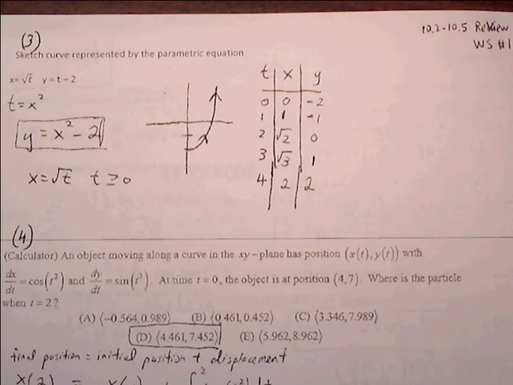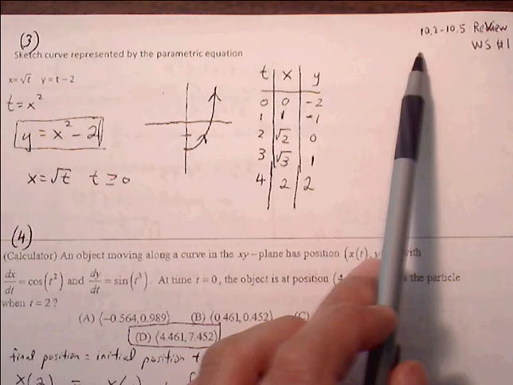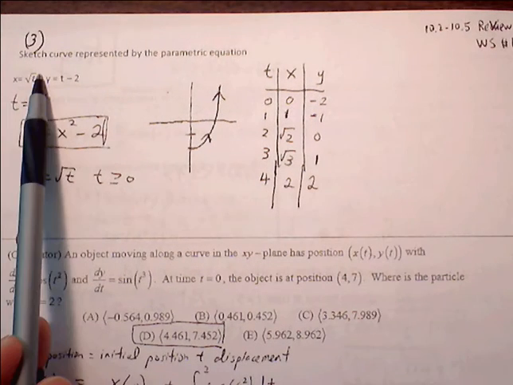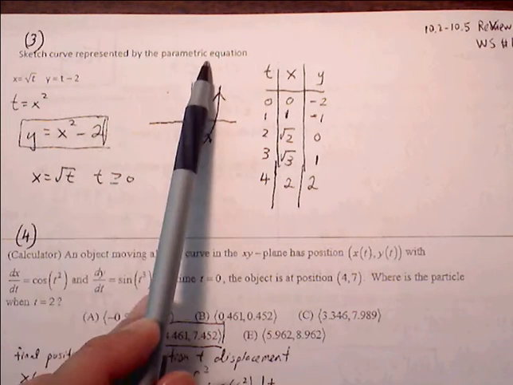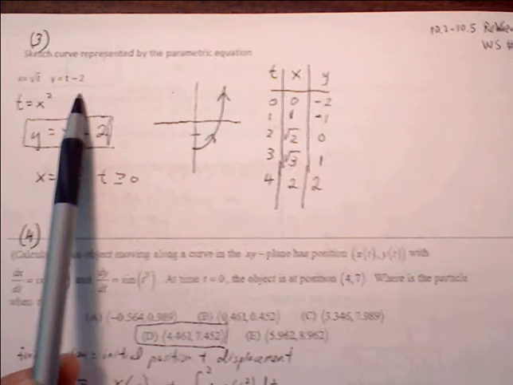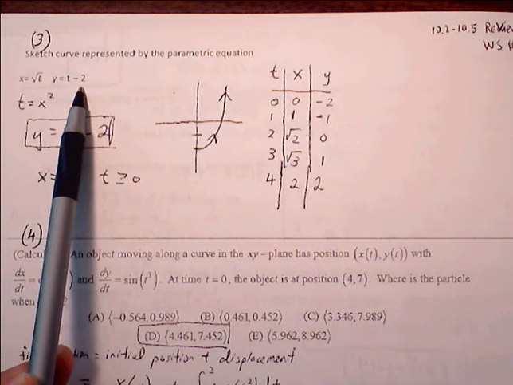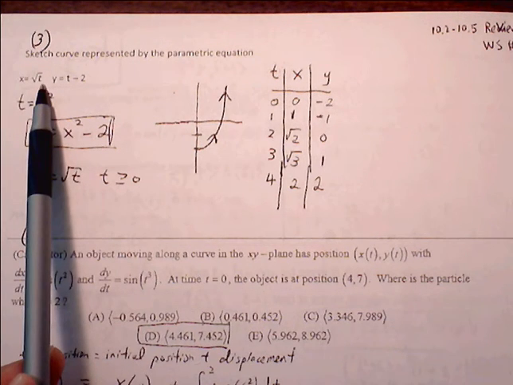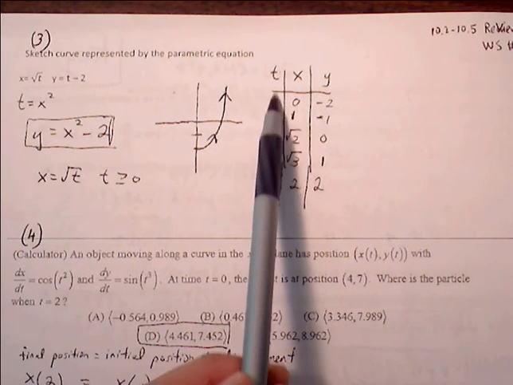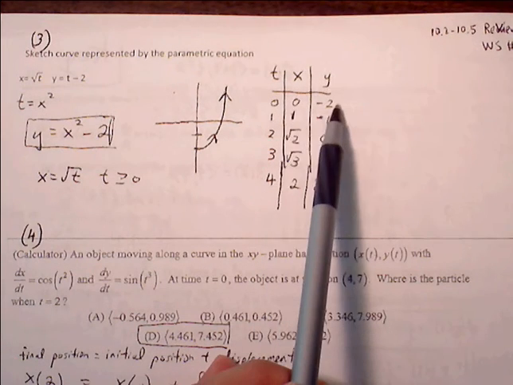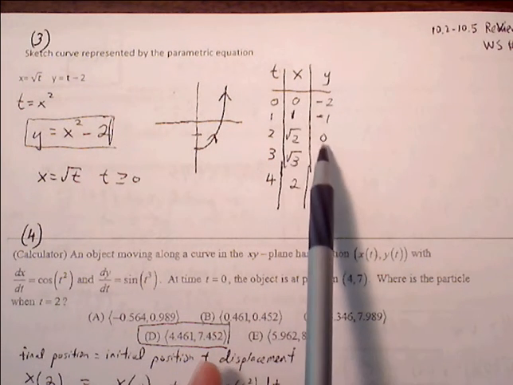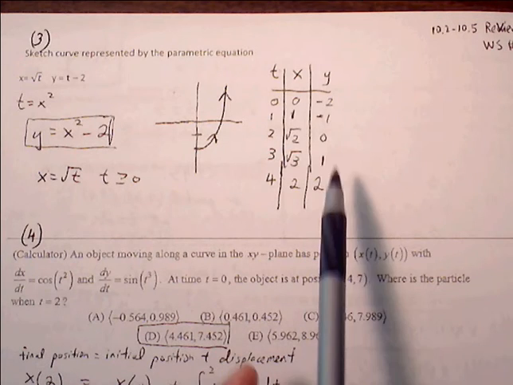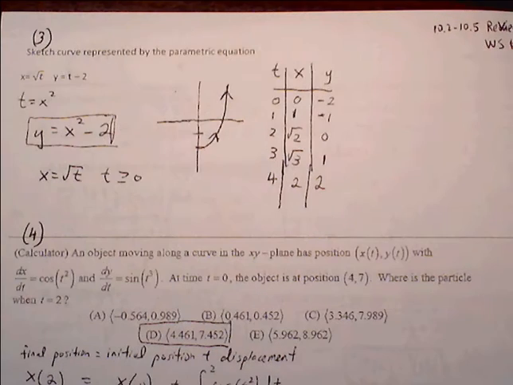This is the second page of the 10.2 to 10.5 review worksheet number 1. Number 3 says sketch the curve represented by the parametric equation x equals root t and y equals t minus 2. One thing that we can do is pick appropriate t values, plug into the respective x and y values, and then plot these ordered pairs. We can also give a directional indication as to in which direction this curve is moving.